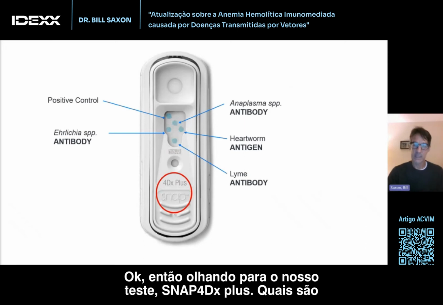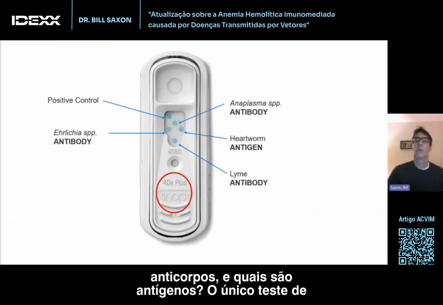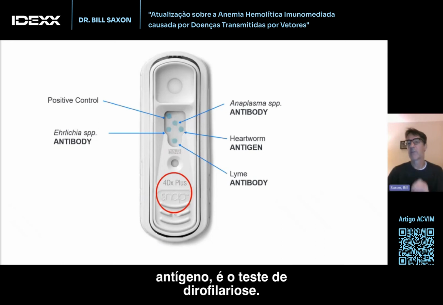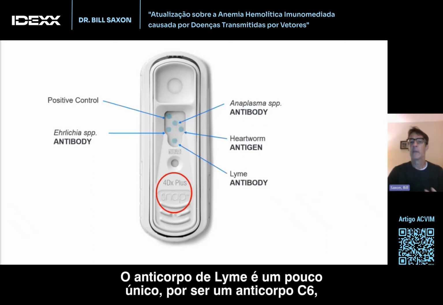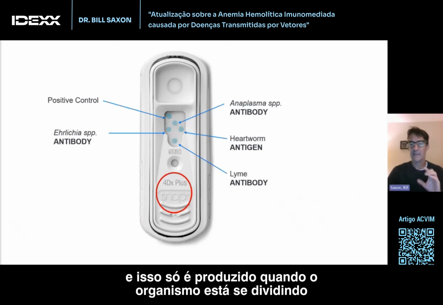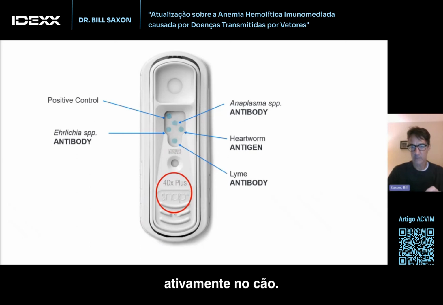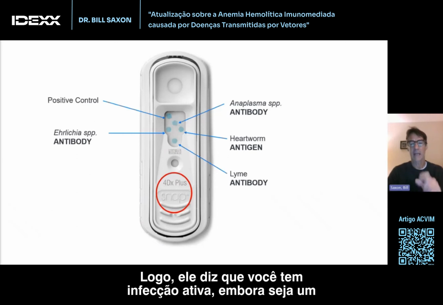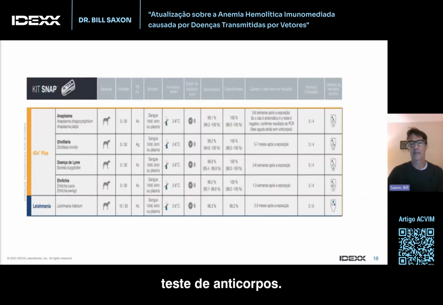Okay? So looking at our SNAP 4Dx Plus test, which are antibody, which are antigen? The only antigen test is the heartworm antigen test. The rest are antibody tests. Okay? The Lyme antibody is a little bit unique in that it's a C6 antibody, and that's only produced when the organism is actively dividing in the dog. So it tells you you've got active infection, though it's an antibody test.